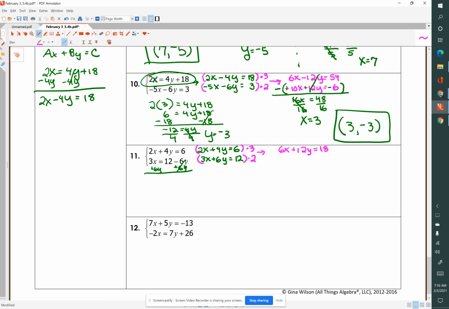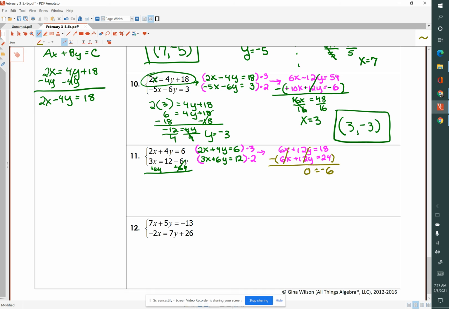6 times 3 is 18. And then second equation, 2 times 3x is 6x. 2 times 6y is 12y. And 2 times 12 is 24. And let's subtract the second one from the first one. 6x minus 6x cancels the 6x's. 12y minus 12y cancels the y. So we've got 0 on the left side. 18 minus 24 is negative 6.